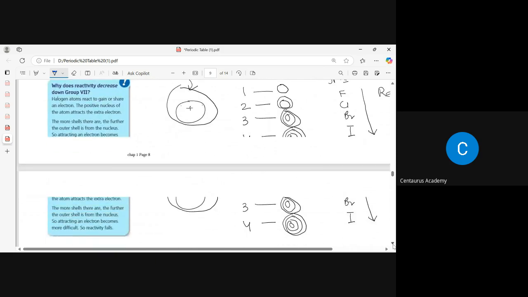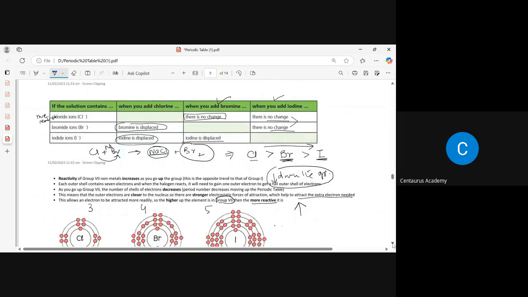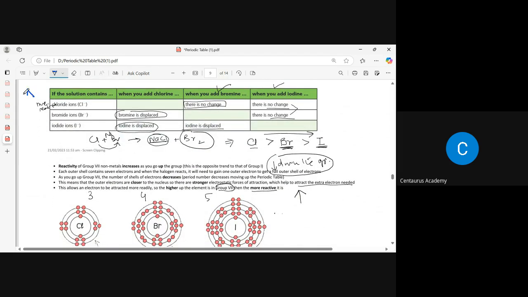Okay. Then we've discussed this: why does the reactivity decrease as we go down group 7? Moving on, this is important. You must know this. This is the halogen displacement reaction. A particular halogen displaces another halogen from its aqueous solution only if it is more reactive than that. I'm repeating myself. The more reactive the halogen is, the more it will displace the less reactive halogen from its aqueous solution.